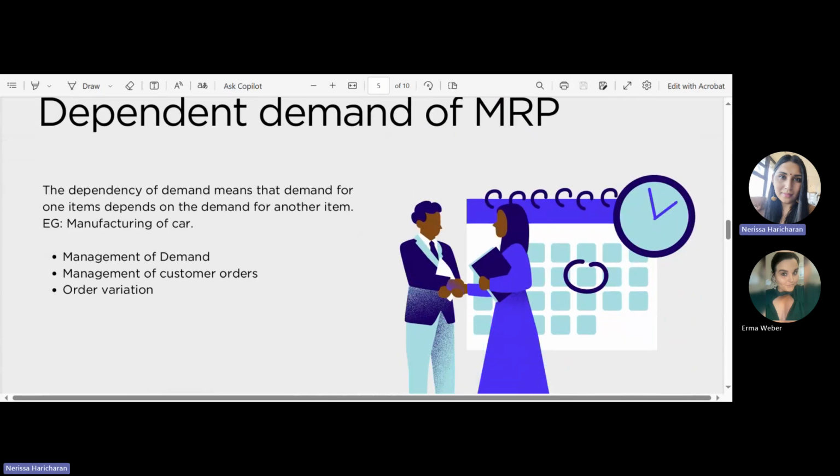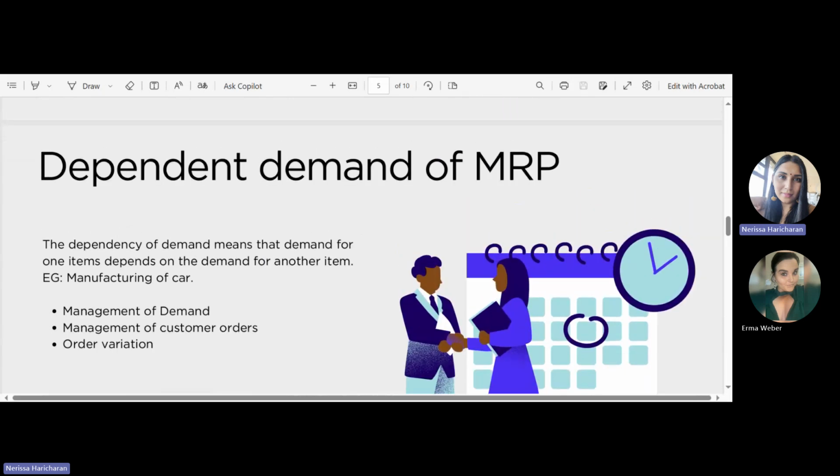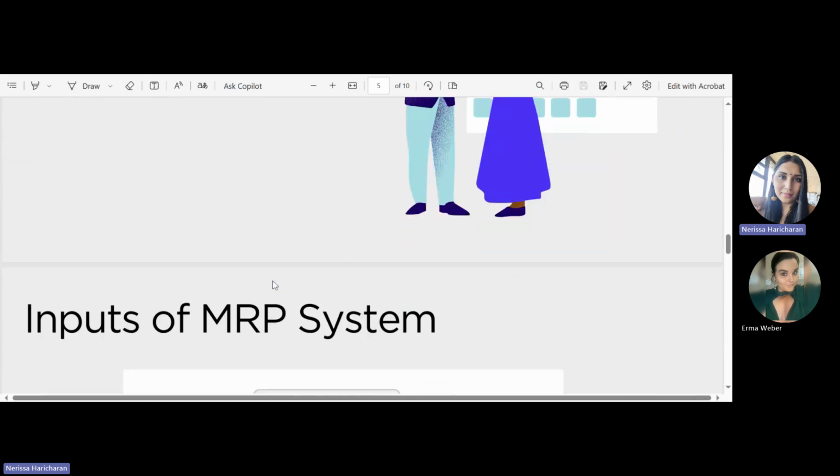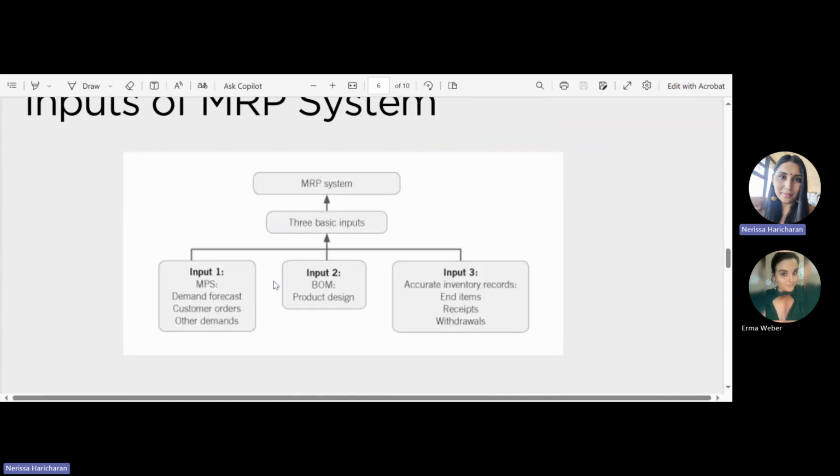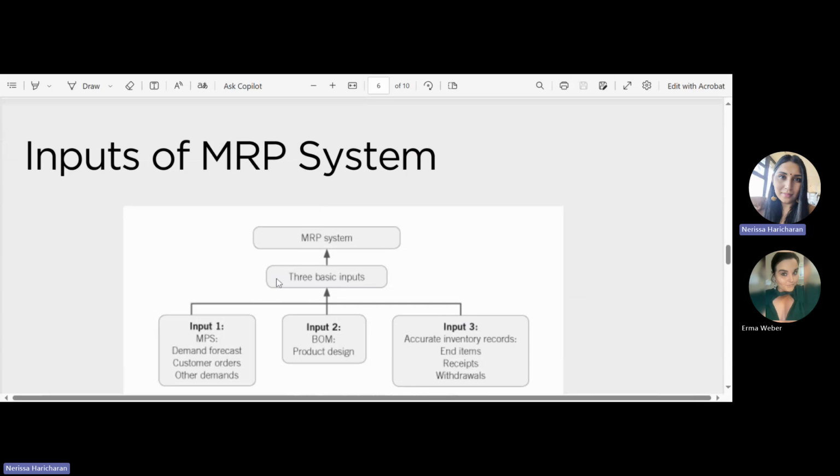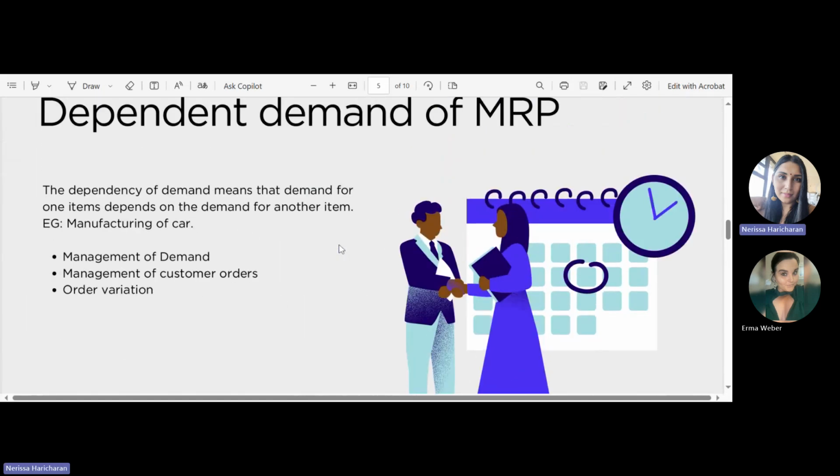Okay. Then we look at dependent demand. So when we're looking at dependent demand of your MRP, dependency on demand means that the demand for the item depends on the demand for another item. Like, for instance, when we look at the manufacturing of a car, and I want to go through the different inputs when it comes to your MRP system specifically. I do have an example, but I'm going to share this on ARC with you just so that you have more of an understanding.